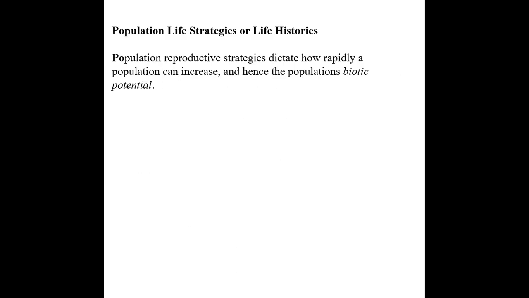The final thing that I'll talk about in this lesson goes by a few different names, but here I have it as population life strategies or life histories. These are the population reproductive strategies that determine how rapidly a population can increase its size when there are favorable conditions, and whether they are reproducing at their biotic potential. Some populations have a natural ability, a higher biotic potential, where they can increase their population numbers really, really quickly compared to some other populations.